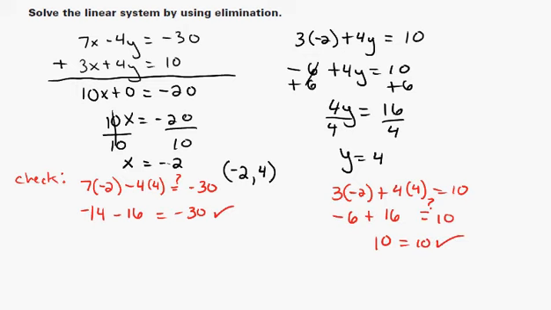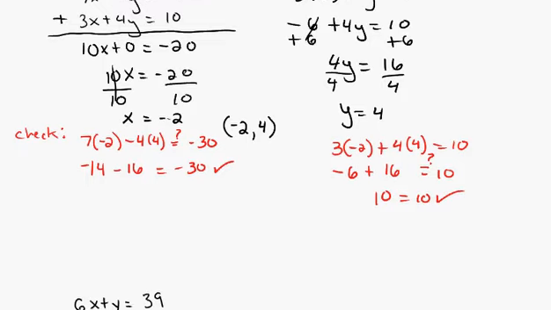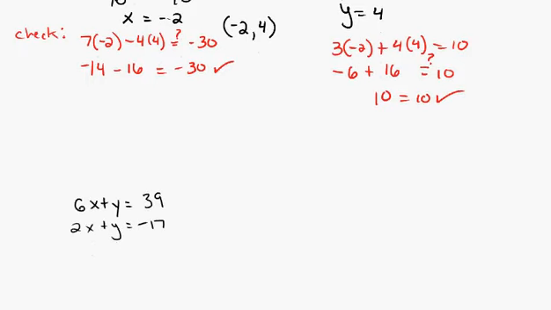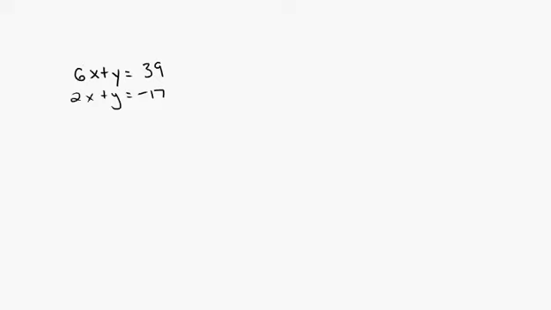All right, let's look at another problem when our coefficients are not opposites but the same. Let's look at this one. We have 6x plus y equals 39 and 2x plus y equals negative 17. You can see here that the coefficient of my y in both of these is 1. They're the same. And as I told you in class, when they're the same, we can just subtract. And if we subtract, we know that our y's are going to eliminate.